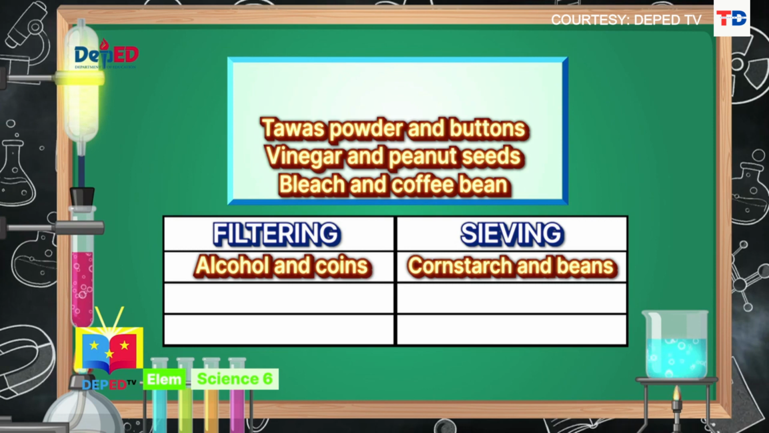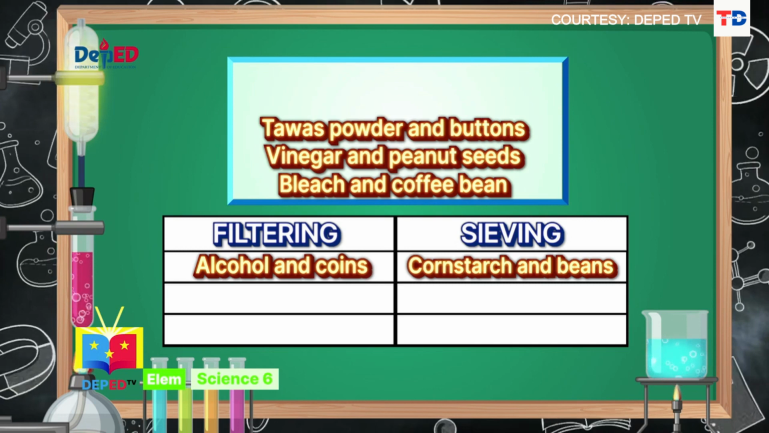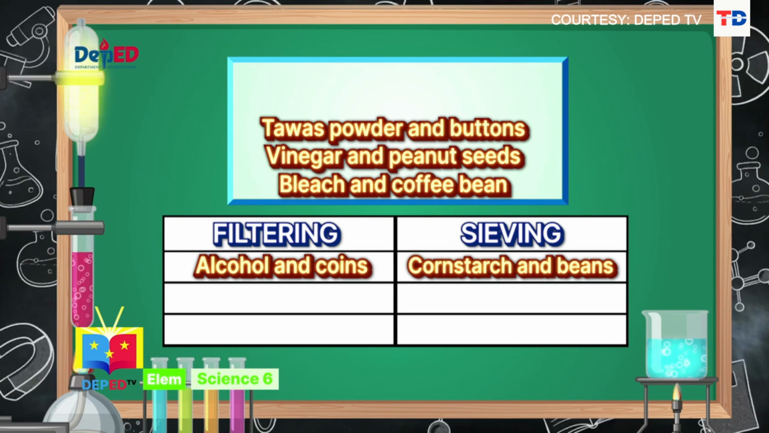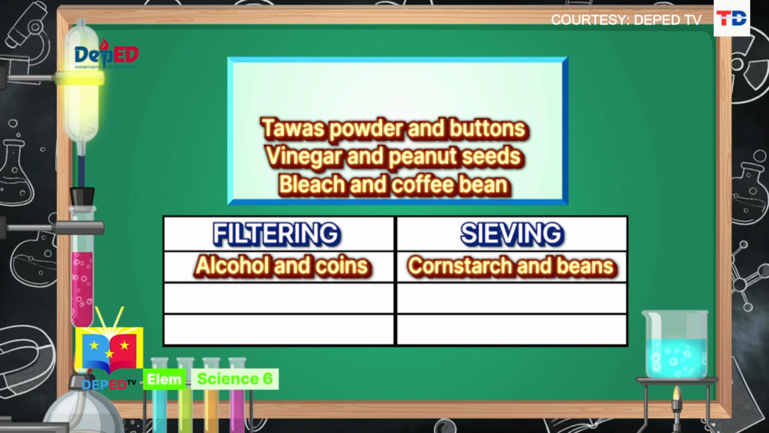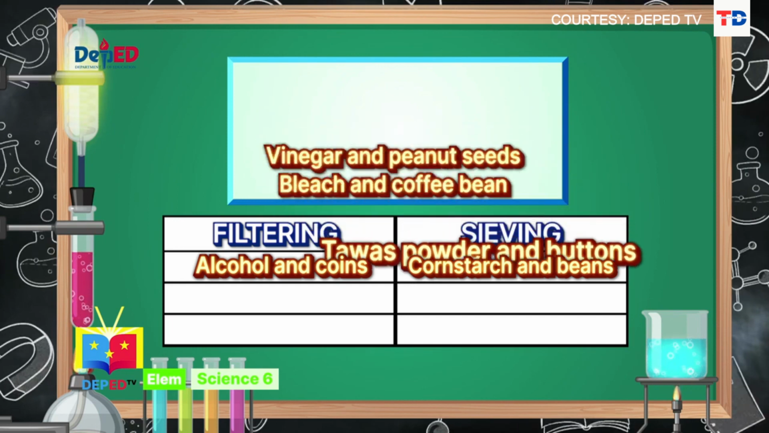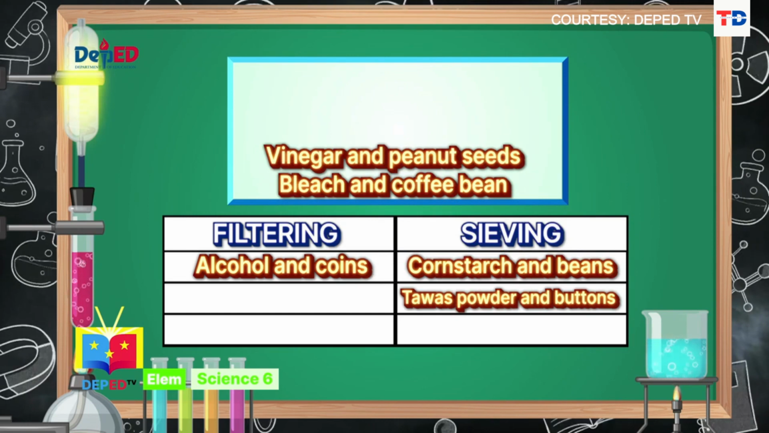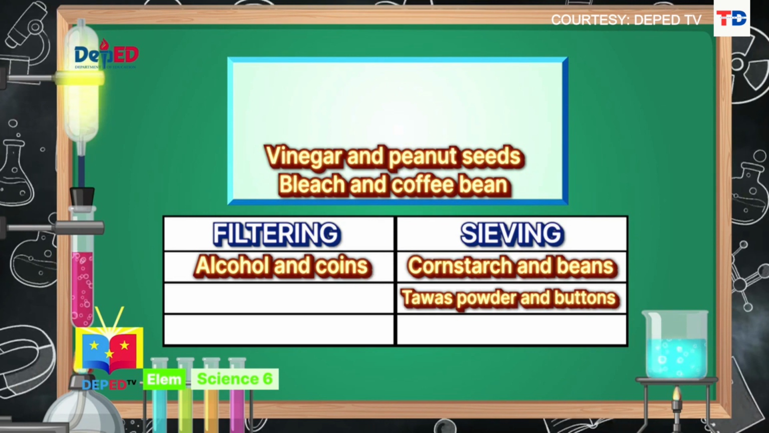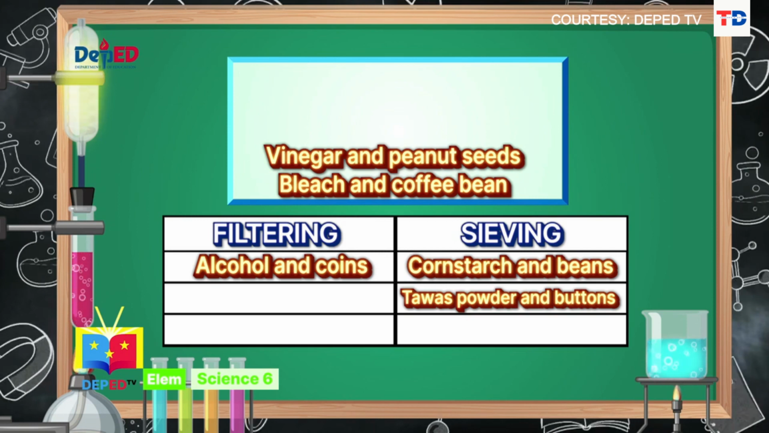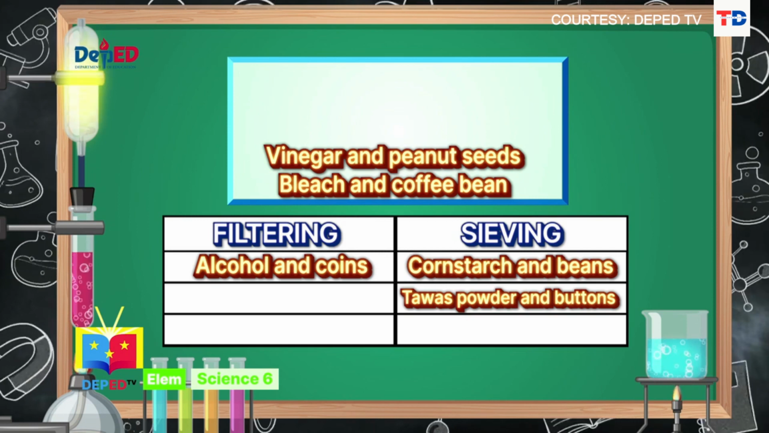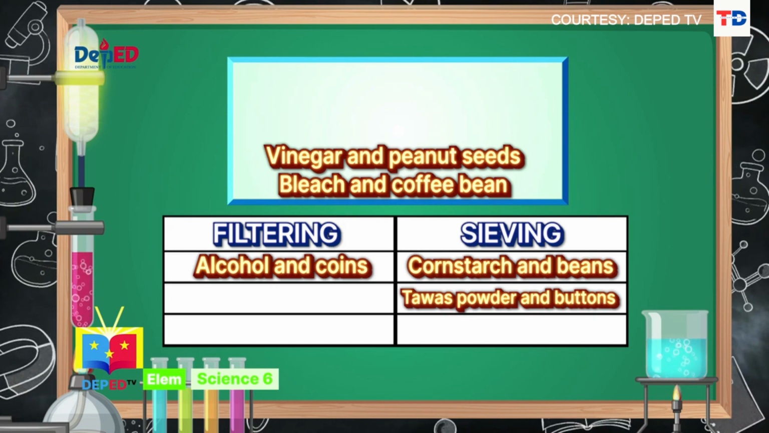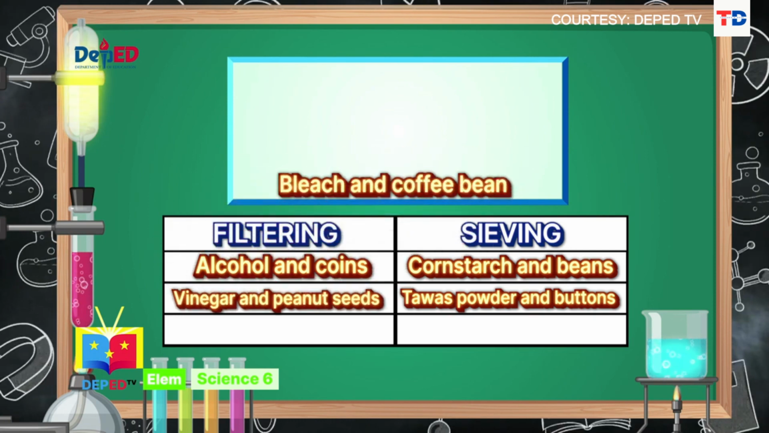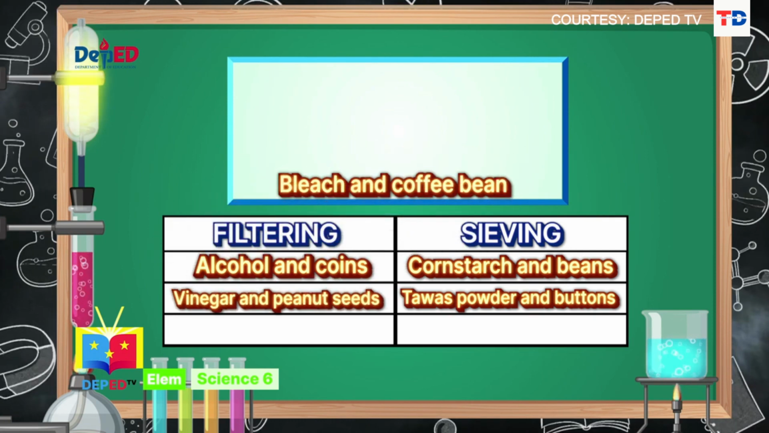Where should we put tawas powder and buttons? In the filtering column or in the sieving column? Excellent, in the sieving column. Where should we put vinegar and peanut seeds? In the filtering column or in the sieving column? Right, in the filtering column.